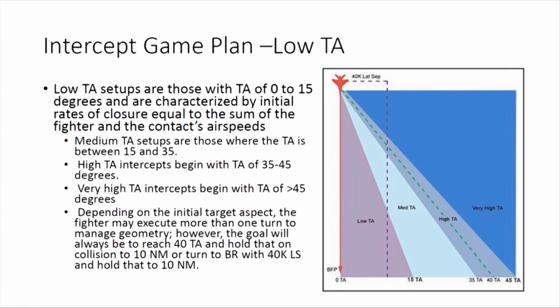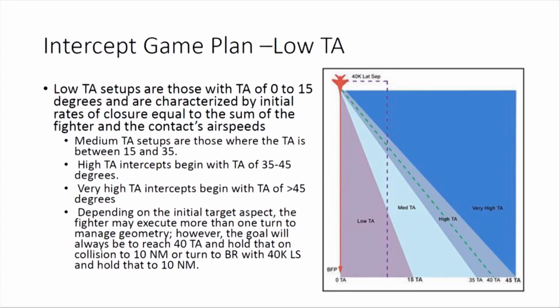If you're beginning from a low target aspect setup, we call it low if it's between 0 and 15 degrees of target aspect, our closure rate will be the sum of our airspeed and the bandit's airspeed. There's a game plan for that. There's a game plan for a medium target aspect. A medium target aspect is one where we're beginning at between 15 and 35 degrees of target aspect. A high target aspect game plan will be used when we have a target aspect between 35 and 45 degrees upon the beginning of our intercept. A very high target aspect game plan we use if the target aspect is greater than 45 degrees.